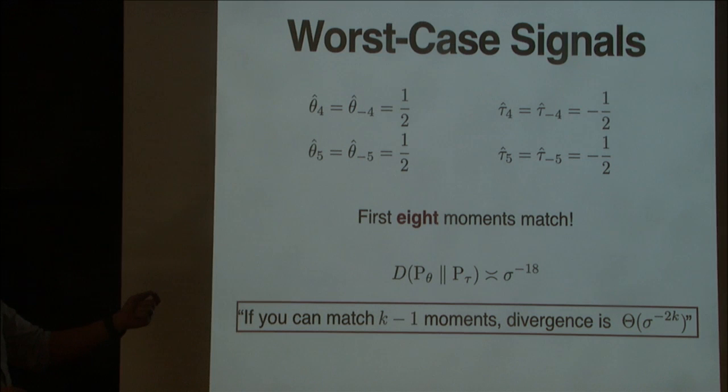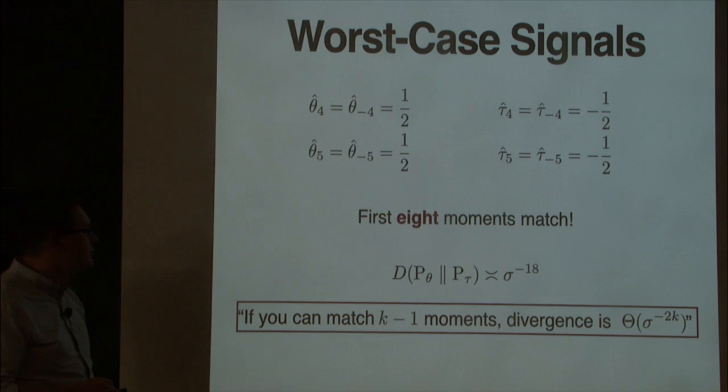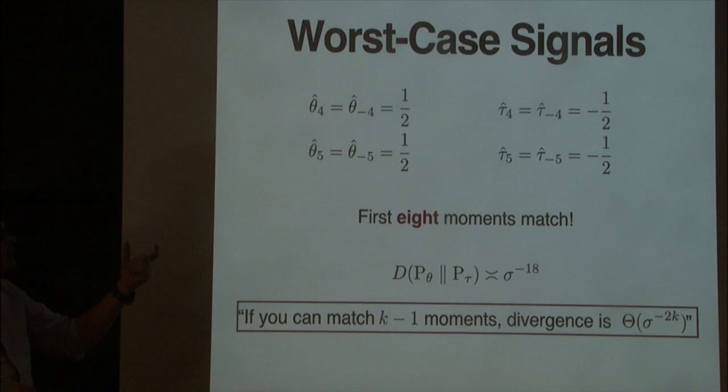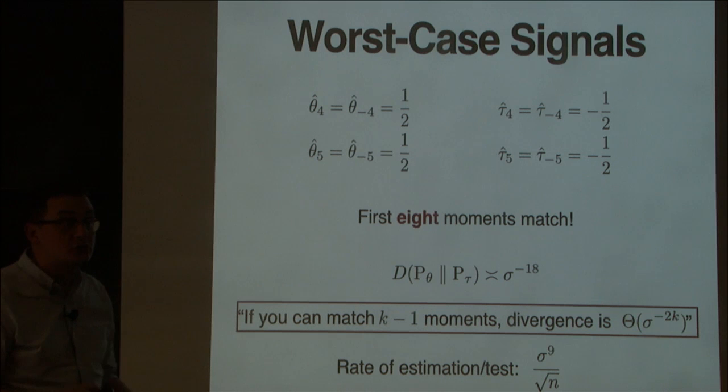So k is equal to 9, which means that I have sigma to the minus 2k as the order of magnitude. I mean, there's an epsilon that I'm hiding in this relative entropy. Which means that the rate of estimation, or even the amount of data I need to test whether those two guys are the same, should scale like sigma to the 18 before I can actually start distinguishing those two guys. And they're actually quite different, right? One was the flip of the other one.